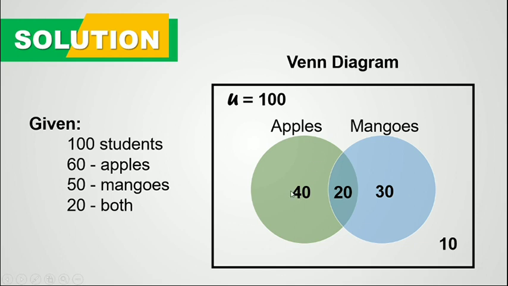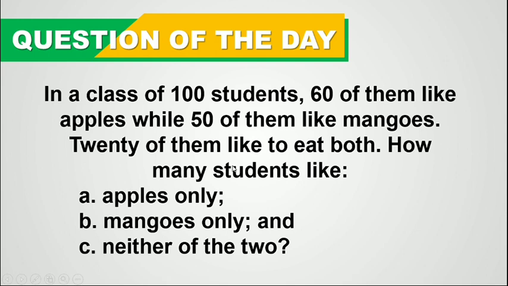So therefore, 40 of the students like apples only, 30 of the students like mangoes only, and 10 of the students neither like any of these two fruits. So we can now answer the question. How many students like apples only? We have 40. How many students like mangoes only? We have 30. And how many students like neither of the two? It's 10.